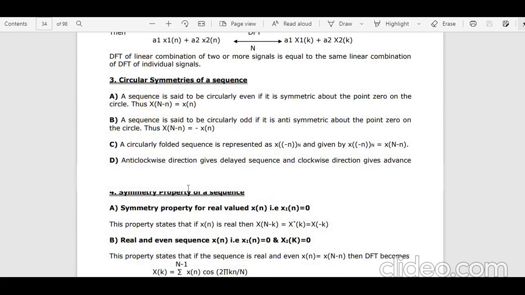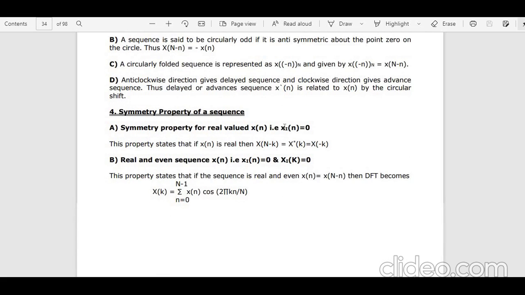Next we learn about circular symmetricity of a sequence. It depends upon 4 conditions. The first condition is x of N minus n is equal to x of n, that is even, and x of N minus n is equal to minus x of n, that is odd, right? For the circular folded sequence we can write in this format: x of minus n is equal to x of N minus n. This is called circularly folded.